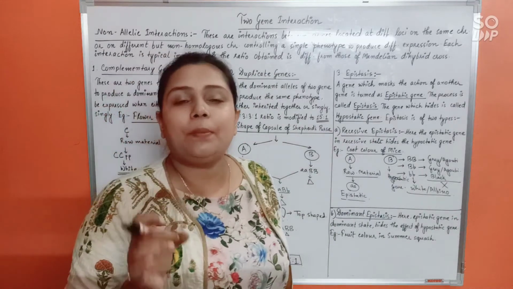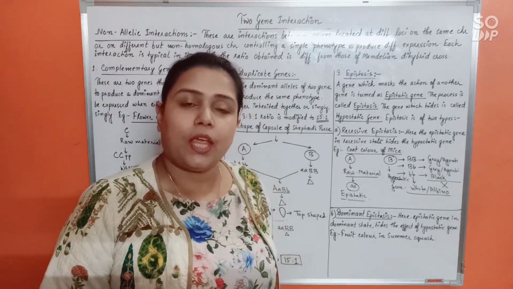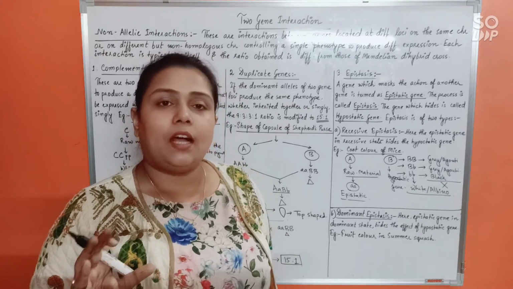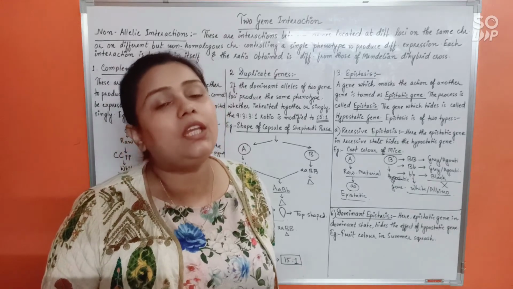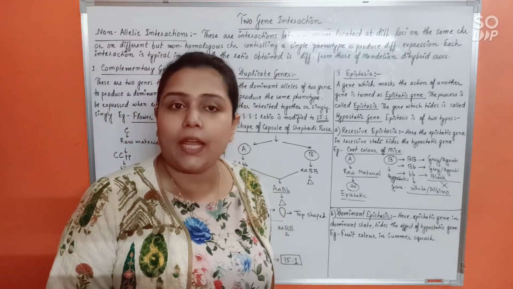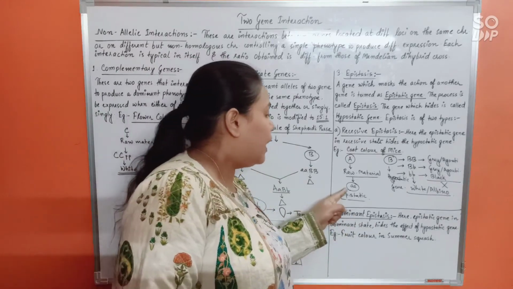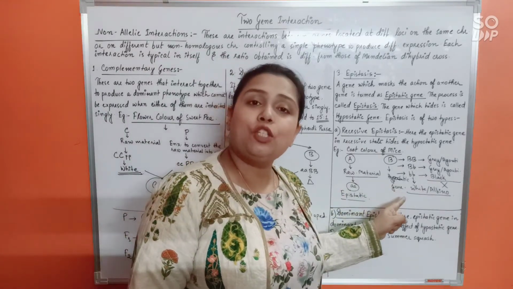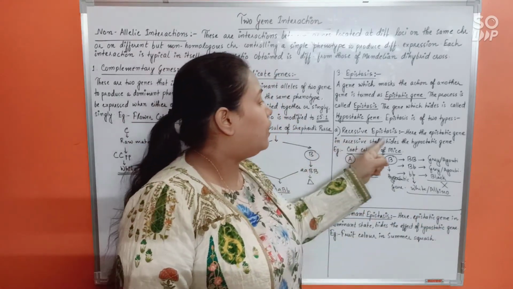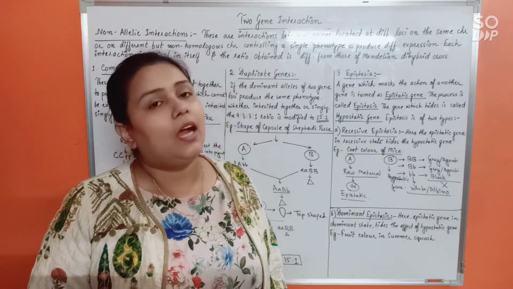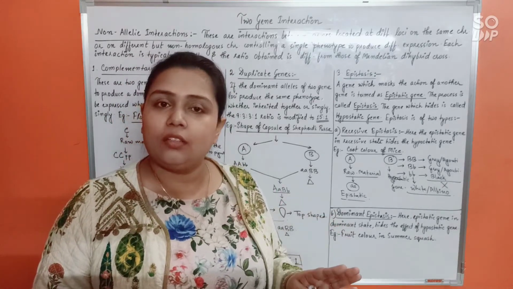Clear? So what was epistasis? When one gene masks the effect of the other. One gene that is acting like a dominant here is called the epistatic gene and the other one is the hypostatic gene, right? Now whenever the epistatic gene in the recessive condition does not allow the hypostatic gene to express itself, we call that recessive epistasis. Is that clear? Understood that properly? No confusion at all, right?